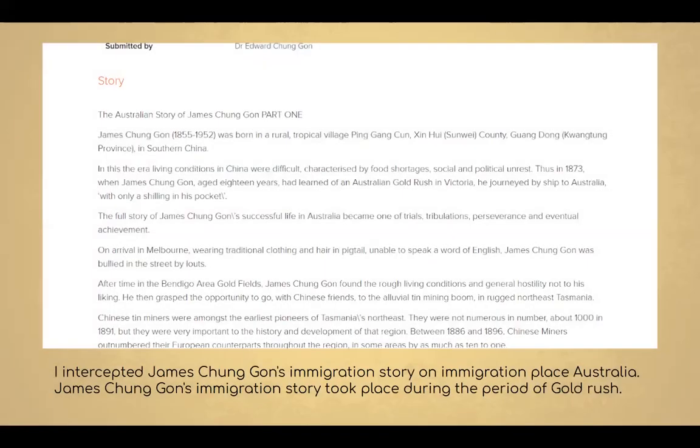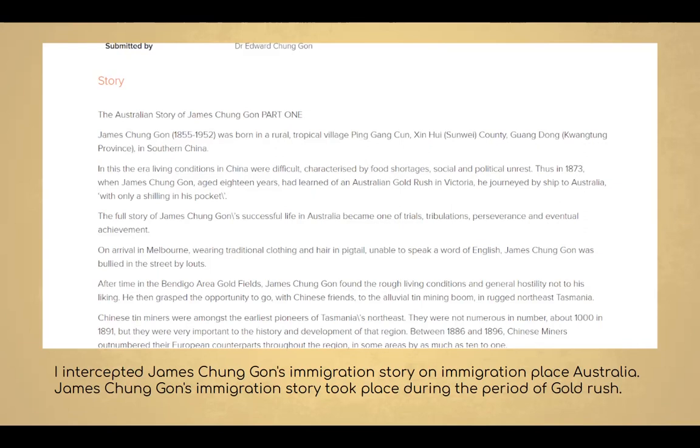The story of a family of immigrants has been recorded in Immigration Place Australia. James Chong was born in 1855 in a village in Guangdong Province, China. At that time, the living conditions in China were very difficult. Therefore, in 1873, when James was 18, he learned that gold had been discovered in Victoria. He immediately took a boat to Australia. After arriving at the gold mining area in Bendigo, James found that the living conditions there were very difficult and he had to face people's hostility to Chinese people.